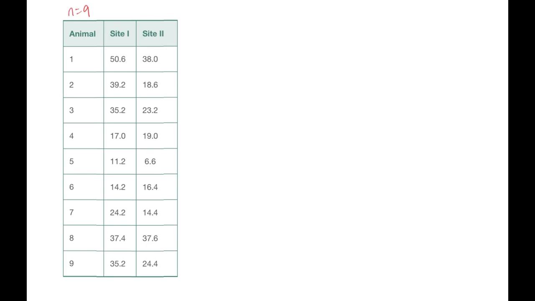The first thing to do is I'm just going to add on some additional columns here. So the first new column is going to be just the differences. That's what we're always doing when we have paired data: we're starting by looking at the differences for each row in the table. We're looking at the difference between the two groups, in this case, site 1 and site 2. And that's going to be what we actually work with, those differences.